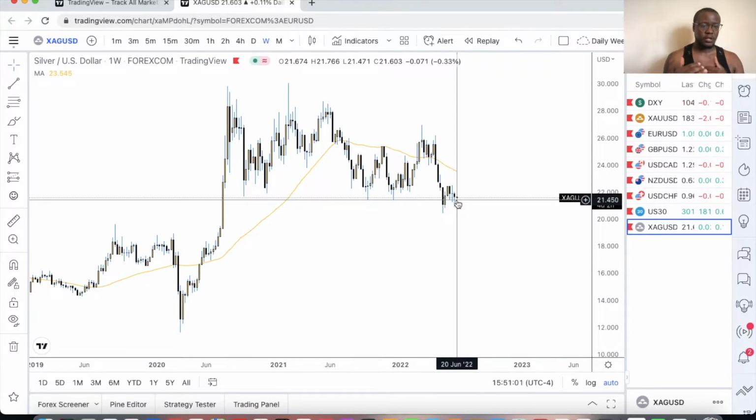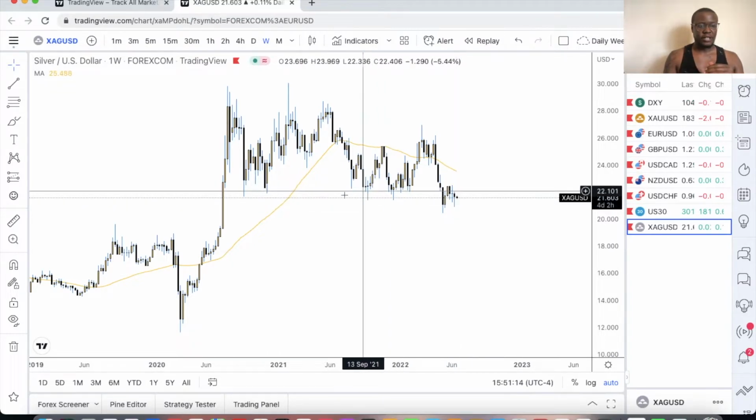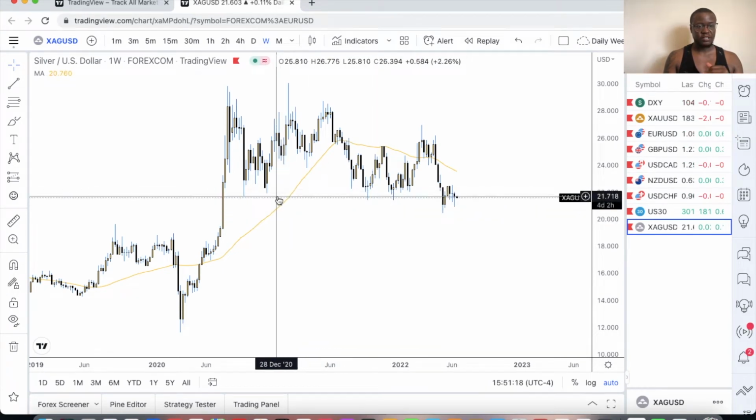So support pretty much is when price is trending down and reaches a floor where it's just bouncing off. So like this right here would be considered a support level. You can see there's multiple touches and it's not really breaking this level. So this would be a support level.